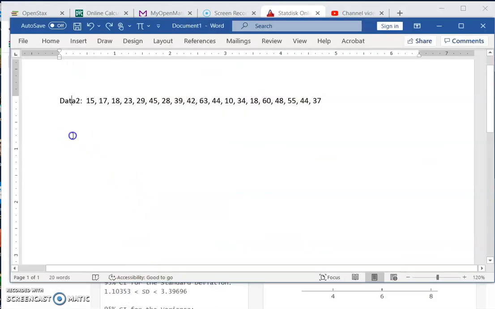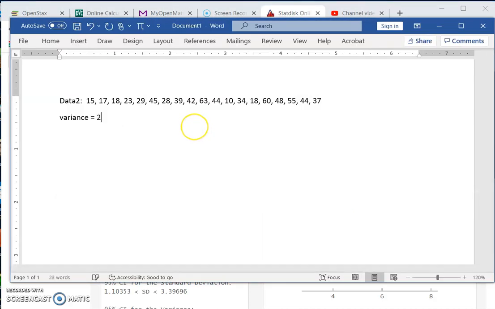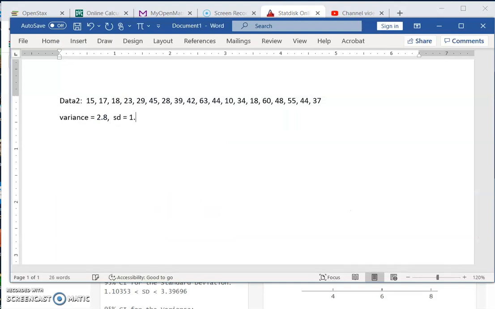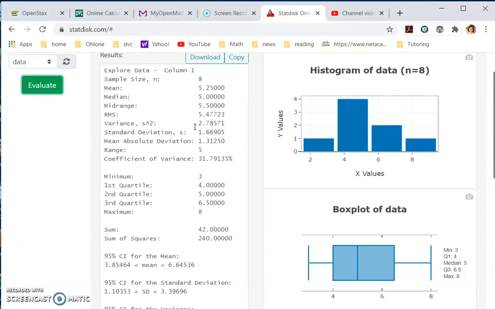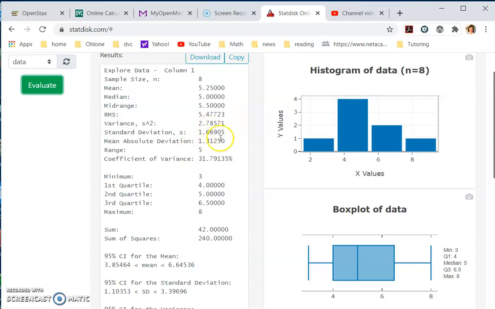So IQR would be 6.5 minus 4, so it would be 2.5. All in all, you can write it down like this. Our variance is 2.8, rounded to 1 place. Standard deviation is 1.7. Range is 5. And IQR, which are all measures of how things spread out, is 6.5 minus 4, which is 2.5. So that's how you do sample standard deviation.